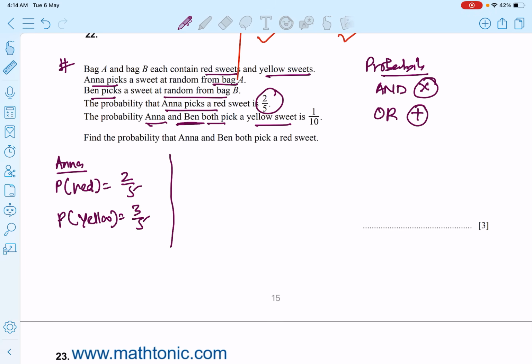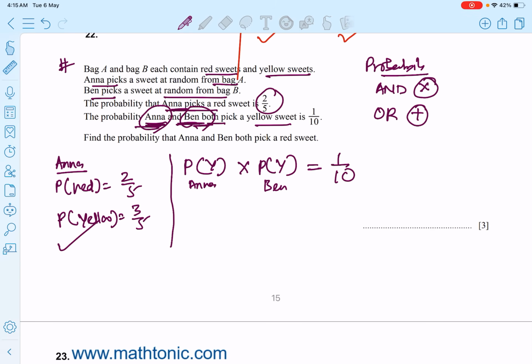Now, the second part is given that the probability that Anna picks a red sweet is 2 over 5. This part I have done. The probability of Anna, I'm writing it like this, probability of getting yellow for Anna, times probability of getting yellow for Ben, equals, it is given, 1 over 10. Can you see this? Probability Anna and Ben both pick a yellow sweet. So probability of yellow is given what? 1 over 10. Got it?